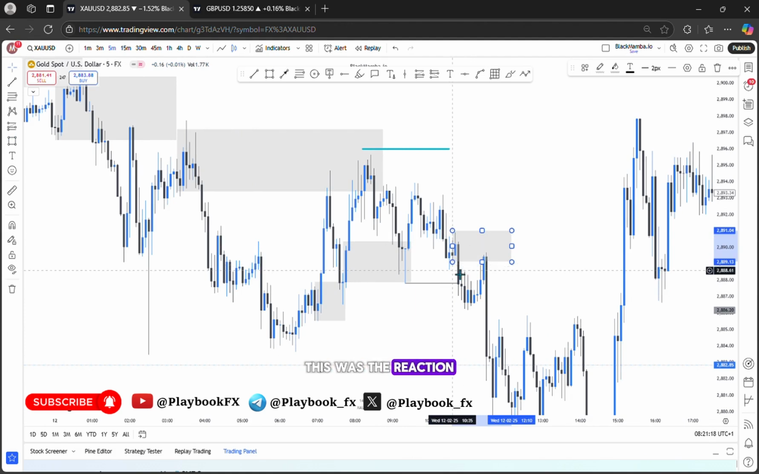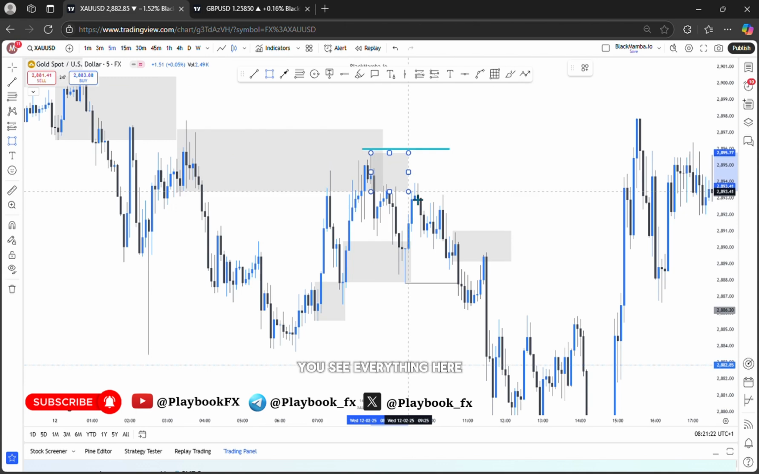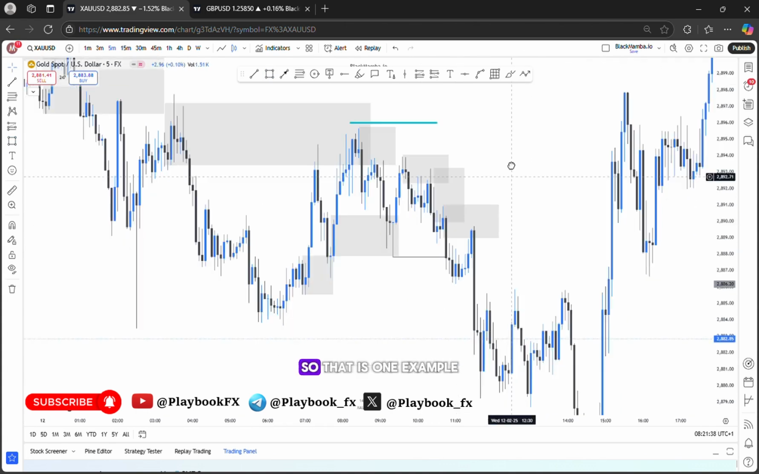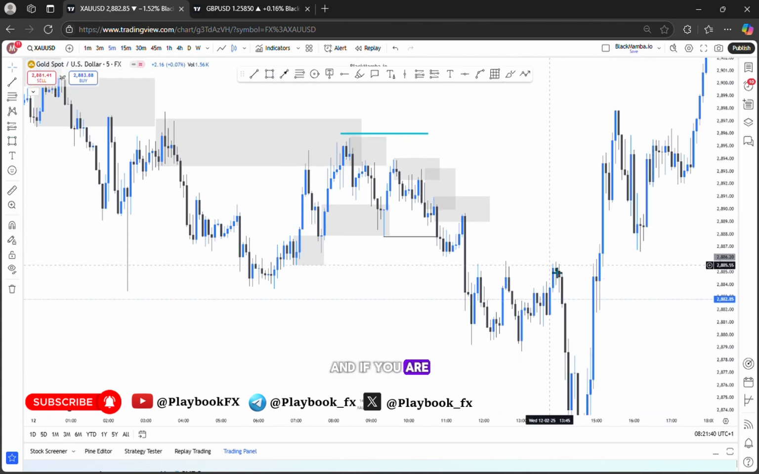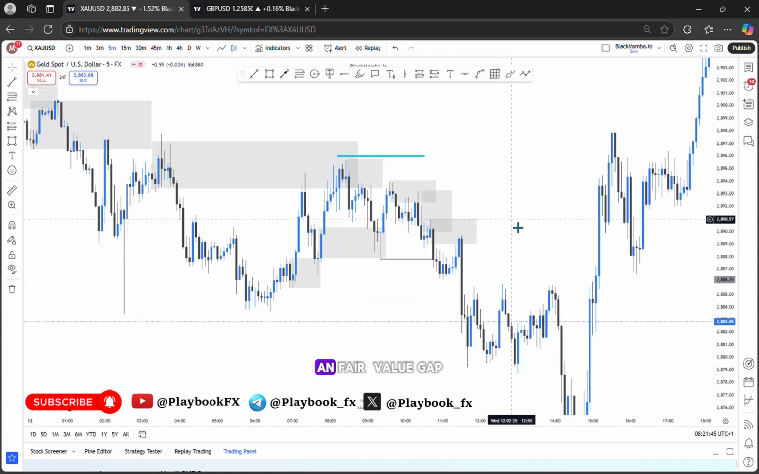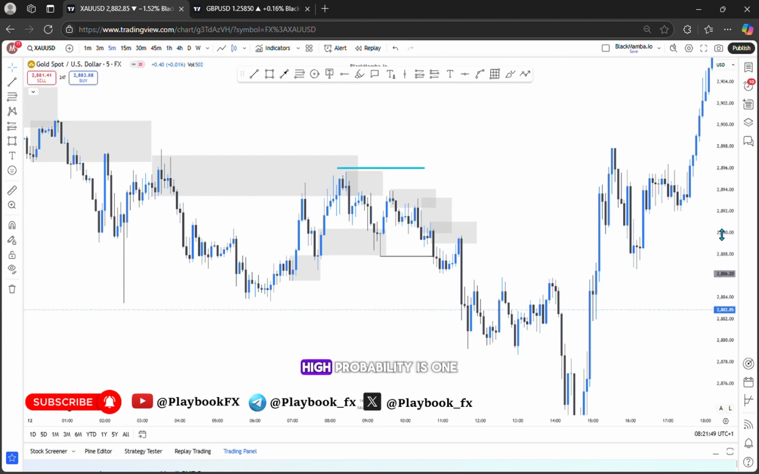This was the reaction, and if you connect the POIs together, you see everything here has been touched, everything here has been mitigated. This is the only area that has not been mitigated, so that is one example. Now if you are looking for a flip zone POI, you want inducement and fair value gap to be present for your setup to be high probability.